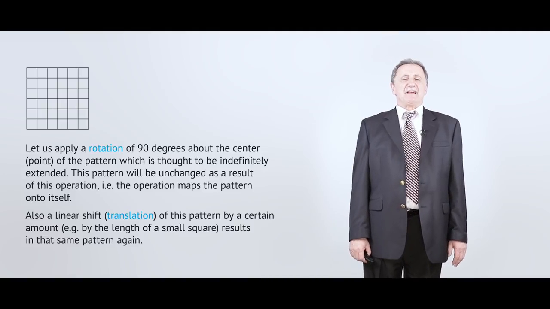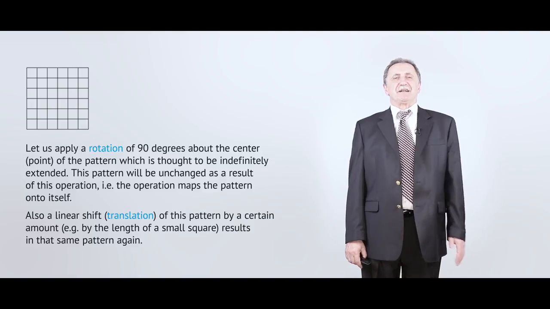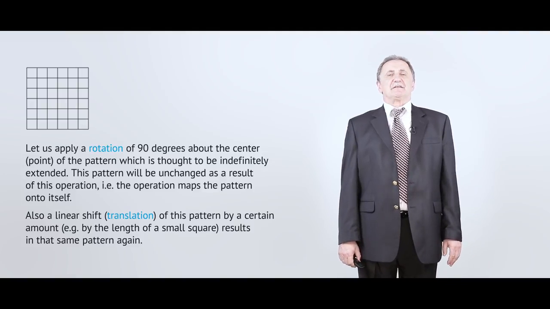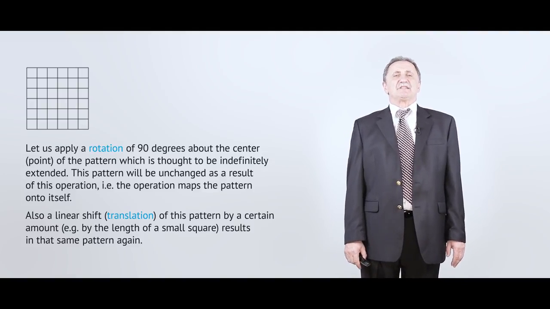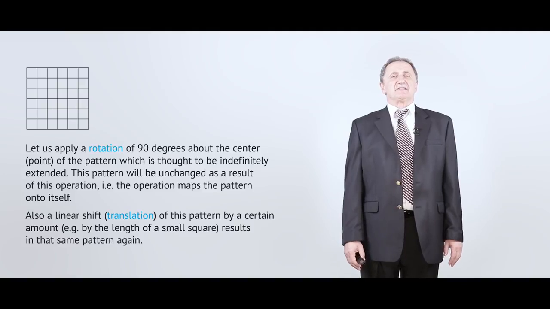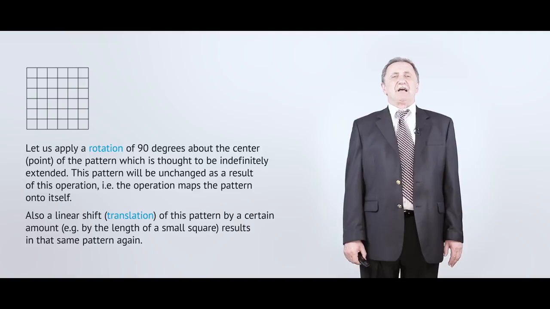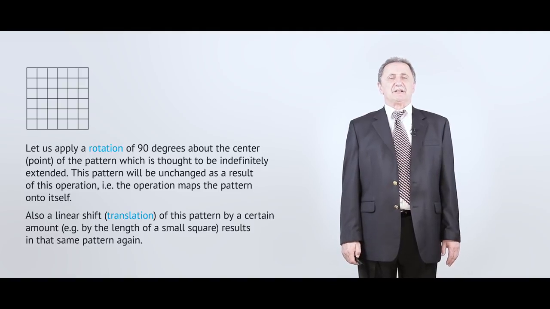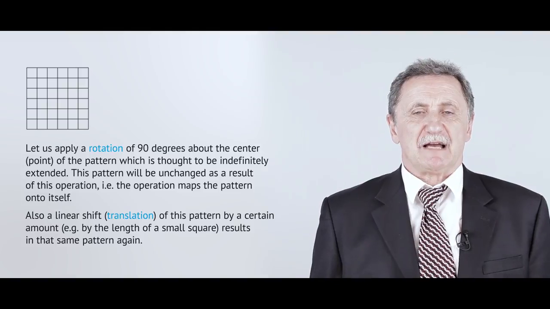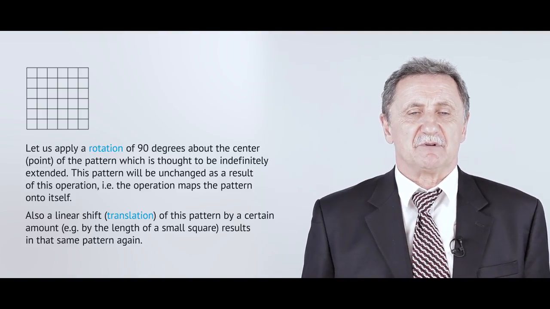On the other hand, we can apply a linear shift or translation of the pattern by a certain amount, for example, the length of the small square of this object. And again, you will see that this object will repeat itself. So now we are talking about the translational type of symmetry. So 2 types of symmetry exist, rotational point symmetry and translational symmetry.